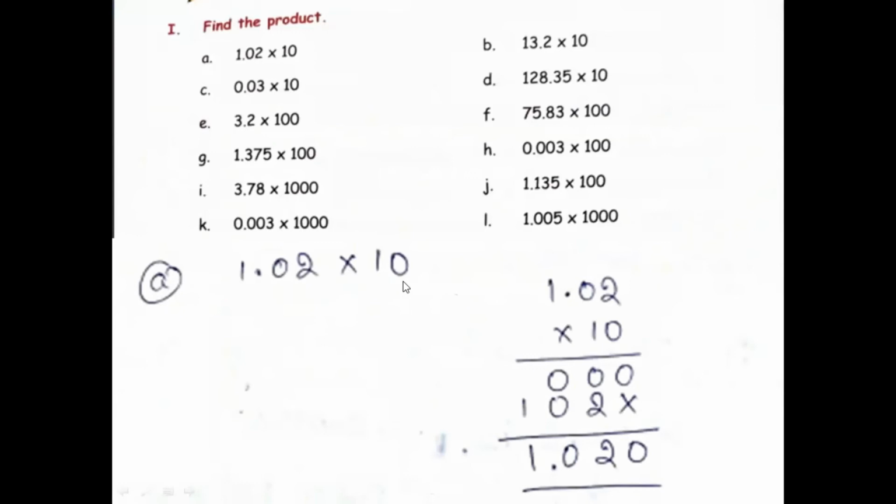Find the product. A1. 1.02 into 10. 0 into 2, 0. 0 into 0, 0. 0 into 1, 0. 1 into 2, 2. 1 into 0, 0. 1 into 1, 1. 0 as it is. 0 plus 2, 2. 0 plus 0, 0. 1 as it is. Place the decimal point after 1. Product is 1.020.